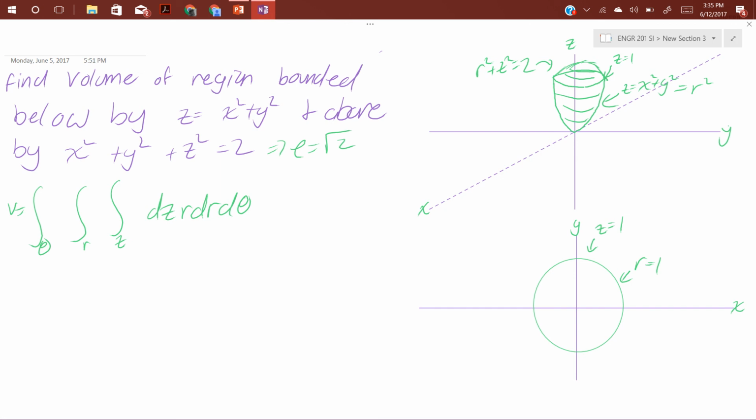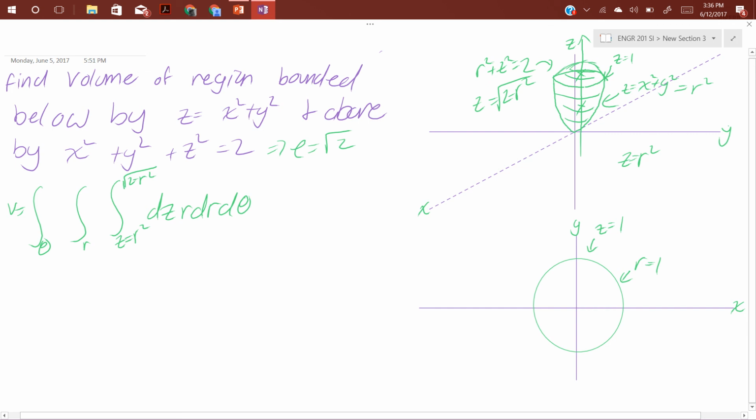In order to solve for z, we can shoot an arrow in the positive z direction. We enter at the bottom surface, z equal to r squared. Then we exit at the top surface, z squared equal to 2 minus r squared, which is z equal to the square root of 2 minus r squared. It's a positive square root because it's in a positive region for z.